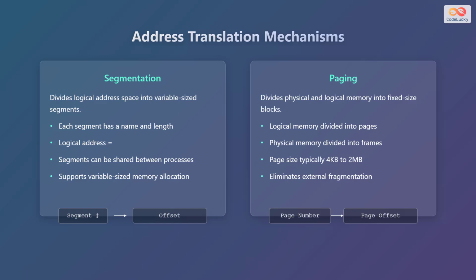Another mechanism is paging. Paging divides physical and logical memory into fixed-size blocks. Logical memory is divided into pages, while physical memory is divided into frames. Page size typically ranges from 4 kilobytes to 2 megabytes, eliminating external fragmentation.